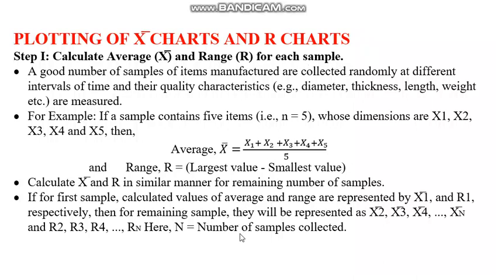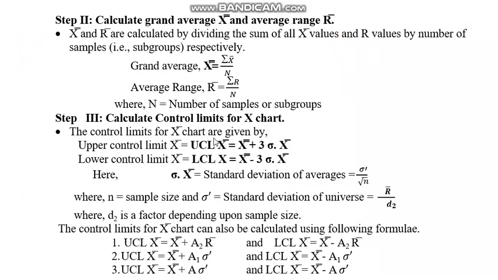See, now here how many samples are there? Capital N number of samples are there. For so many samples we have calculated. Next, second step. Now calculate the grand average X double bar.